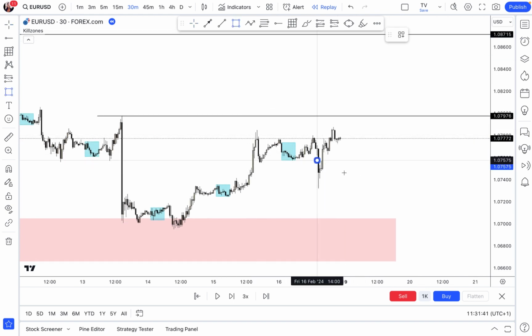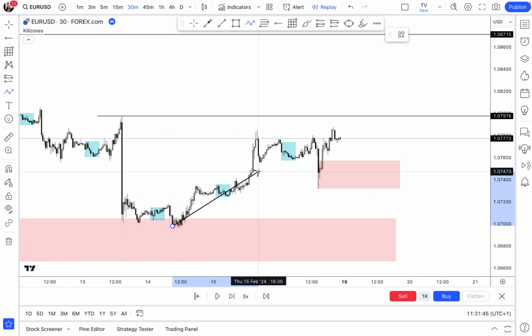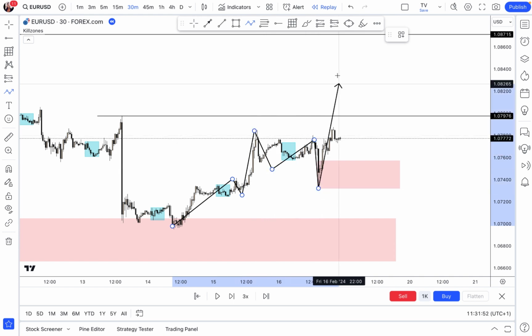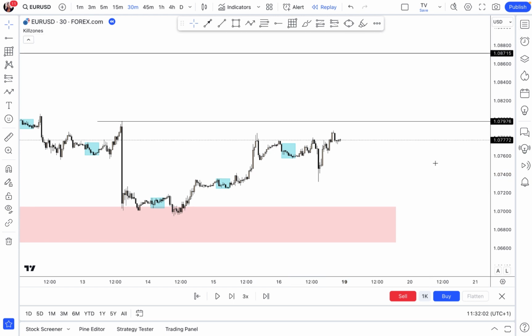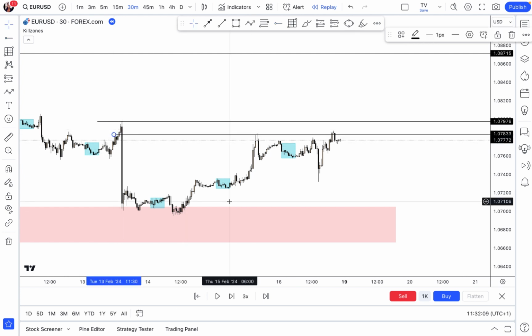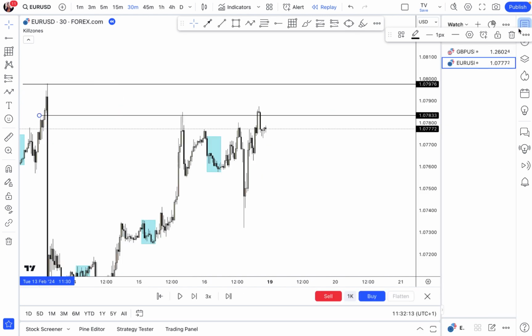I might still target this zone for continuation buys, because you can see the market is pushing down, pushing up, coming down, pushing up. Maybe price might come to this zone and we might get a buy trade to continue to the upside, or better still, maybe price might come back down and still react off of this supply zone. I'm not sure yet, so I'll see what price will do.